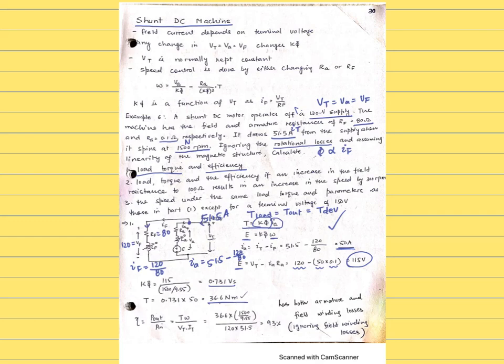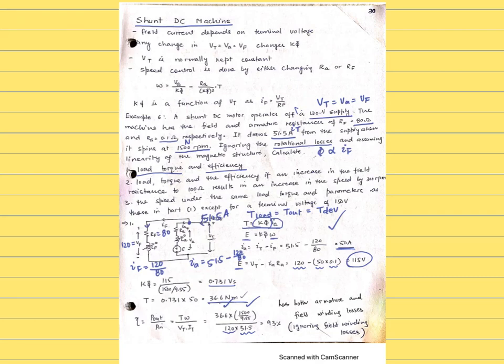So output is the torque times the speed. And the input is the VT, which is 120, multiplied by the total current, 51.5. So it has both armature and the field winding. And I believe this number actually uses the field winding as well, it looks like to me. Or no, let me just have a look. Because you're using input as being 120 and the sum of the two currents, so we're okay.